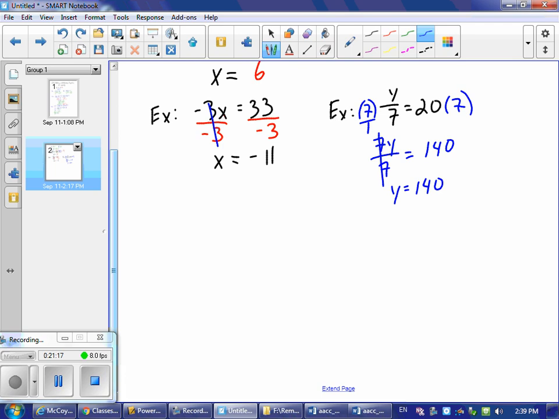So now what we're going to do is we're going to try and combine both of these processes. We're going to try and do some that makes you have to use some addition, subtraction, and multiplication and division properties of equality.